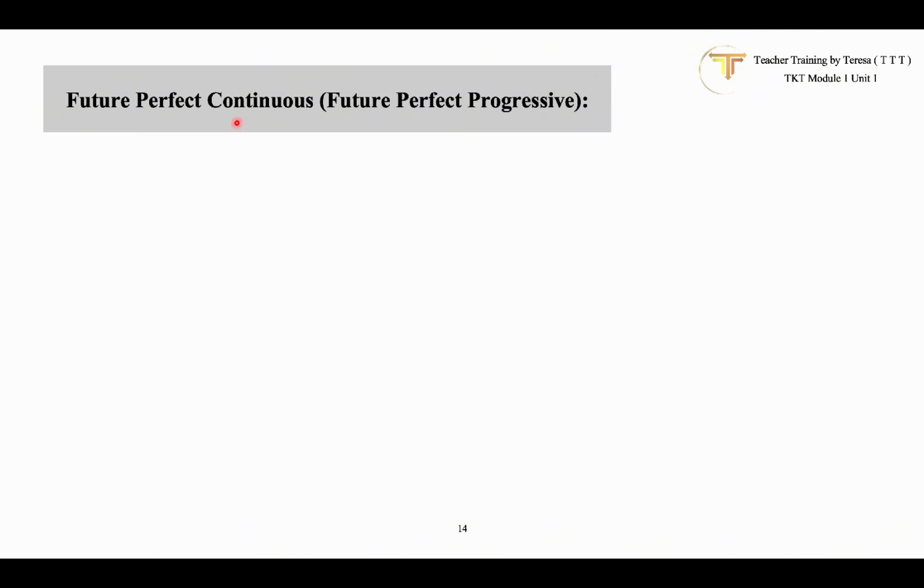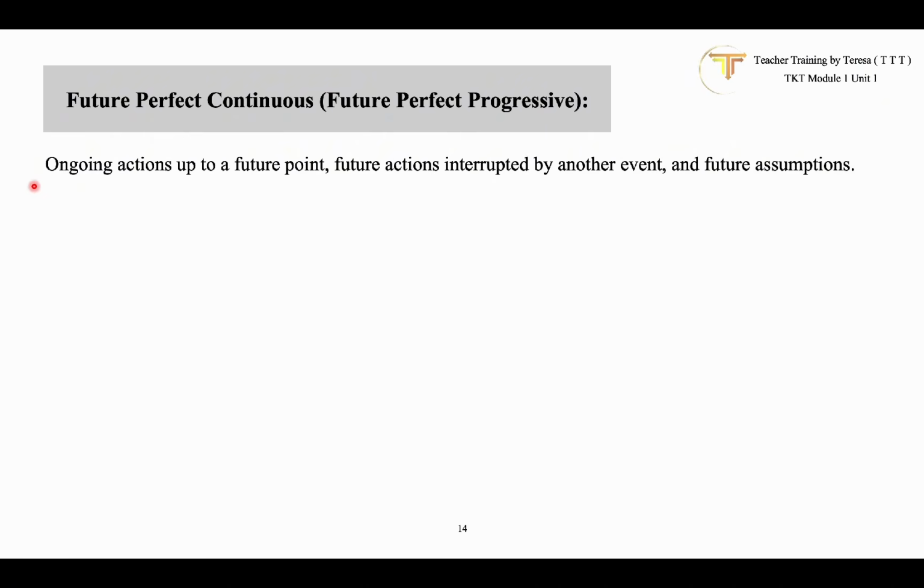Future perfect continuous, or future perfect progressive, describes ongoing actions up to a future point, future actions interrupted by another event, and future assumptions.